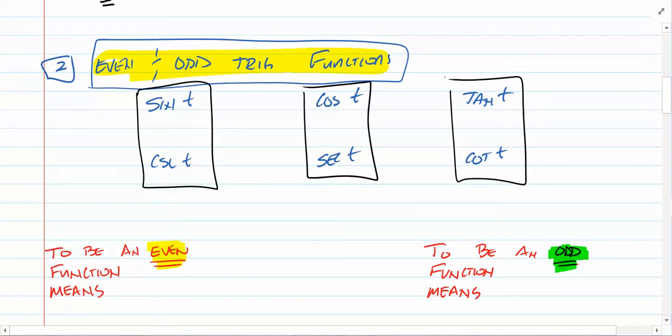So now I have three sets of these cards here. I've got sine and cosecant, I've got cosine and secant, and I've got tangent and cotangent. All right, so it turns out that cosecant and secant are even functions. So that means that the other two functions have to be odd.